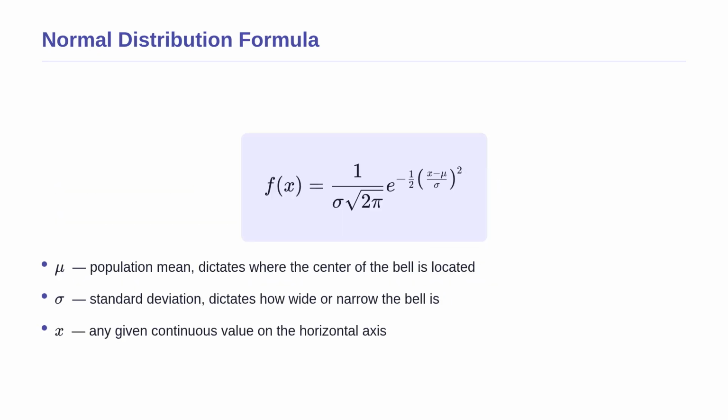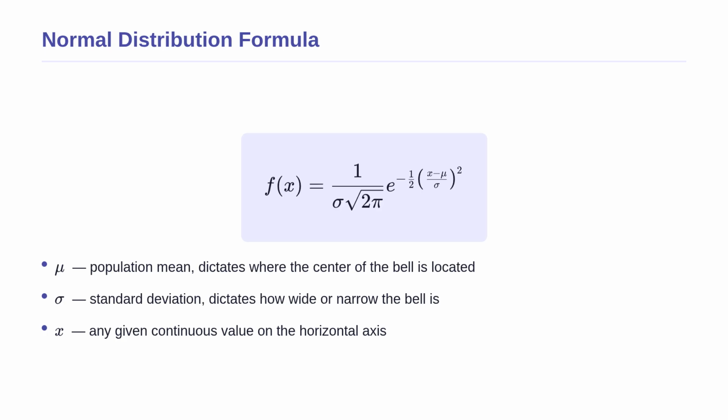To draw this perfect bell curve, we use this mathematical recipe. The function f of x represents the height of the curve at any given value x. The symbol mu is the population mean, which shifts the entire curve left or right along the horizontal axis. The symbol sigma is the standard deviation. If sigma increases, the curve becomes flatter and wider, and if it decreases, the curve becomes taller and skinnier.